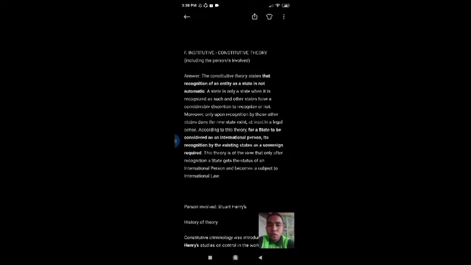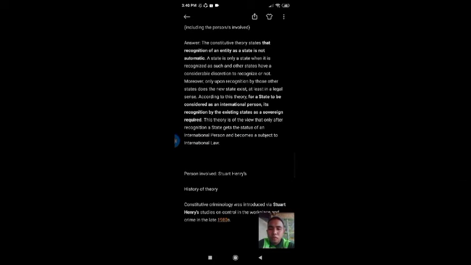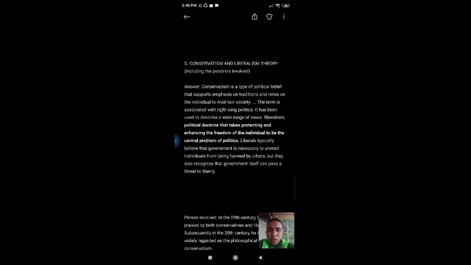According to this theory, for a state to be considered an international person, its recognition by the existing states as sovereign is required. This theory holds the view that only after recognition does a state get the status of an international person and become a subject of international law. So that is the institutive and constitutive theory. The person involved is Stuart Hendries. So let's go for letter G.